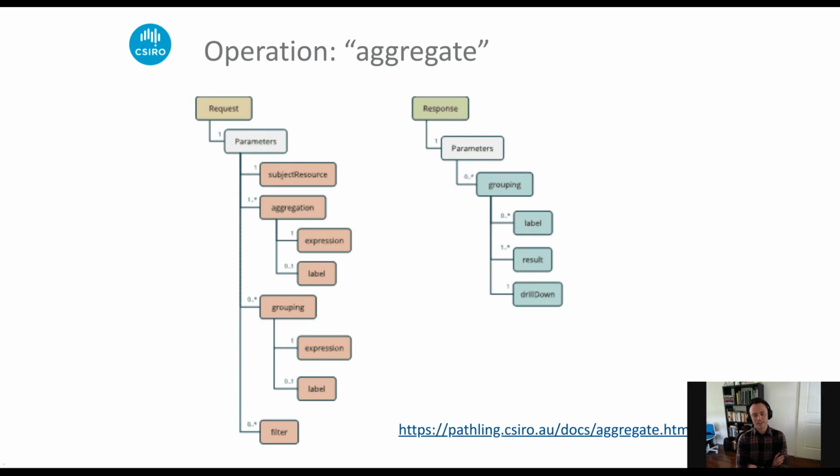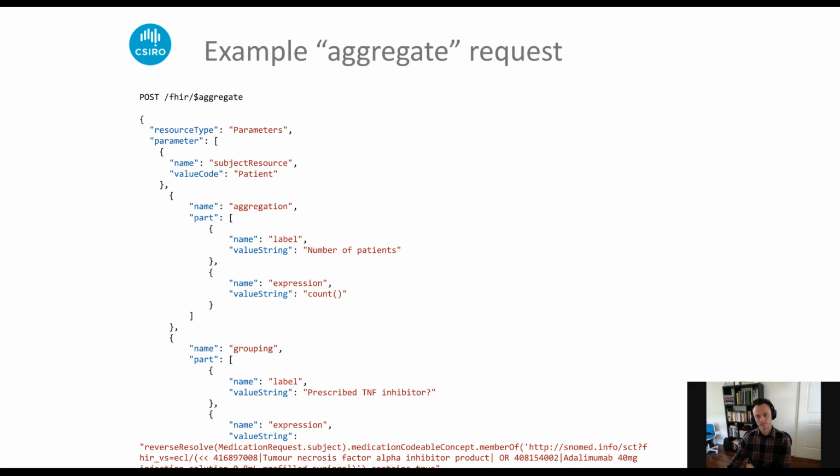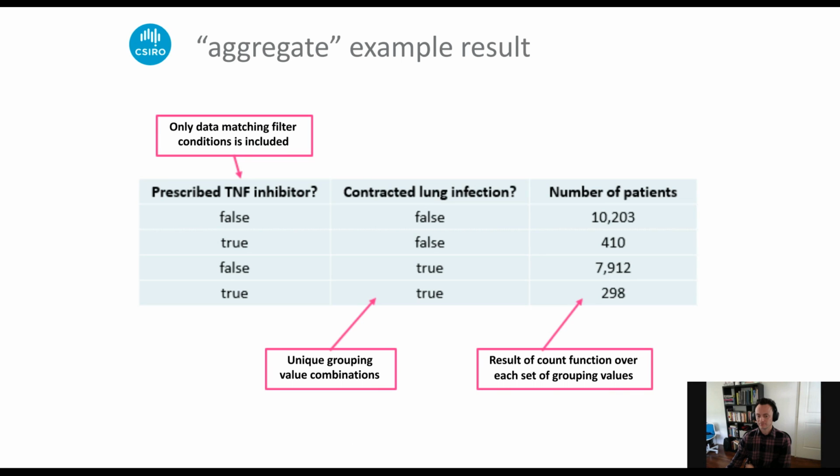This is what the aggregate request looks like. We provide the aggregation, grouping, and filter expressions in the request, and we get back a set of grouped results which have labels that correlate to the groupings that were requested. This is a bit of a preview of how that would look in JSON. And this is what we might get back from our example request.